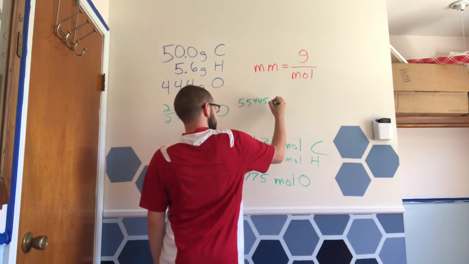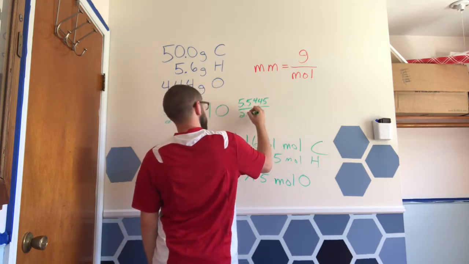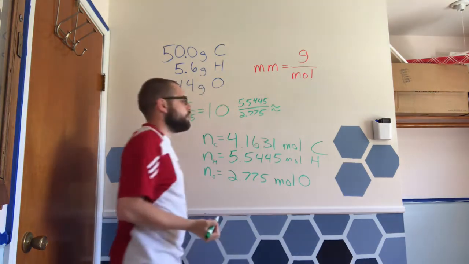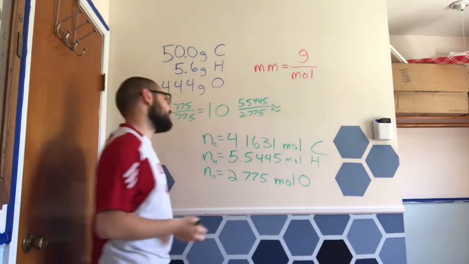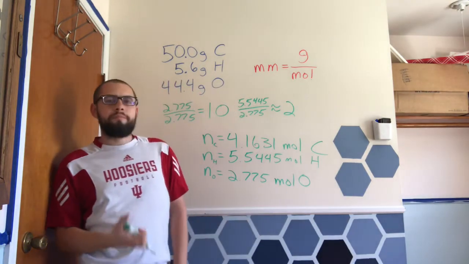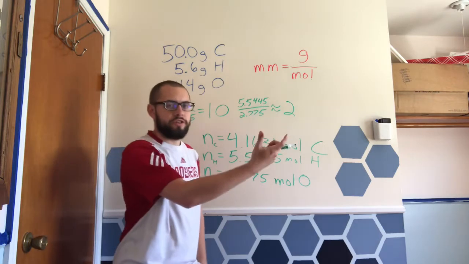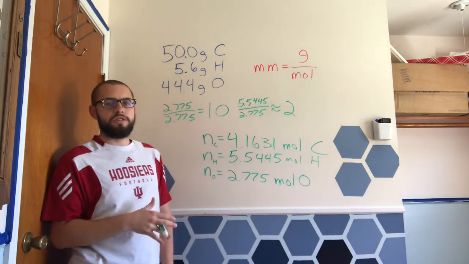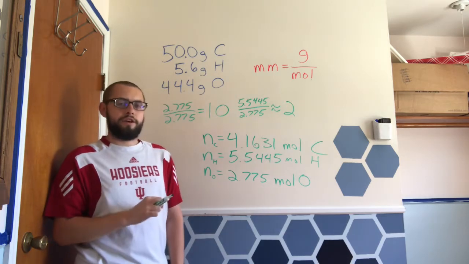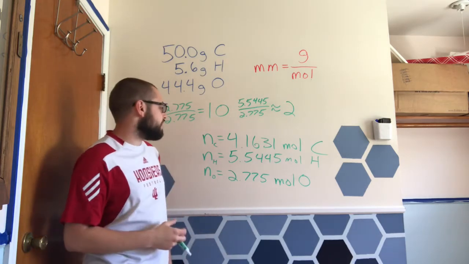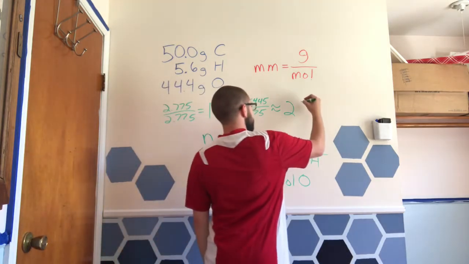5.5445 divided by 2.775. This is going to work out to almost exactly 2. It might be 2.000 something, but it's going to be very, very close to 2. And it'll be clear that it's meant to be 2. So I'm going to leave it right there at 2 hydrogens.